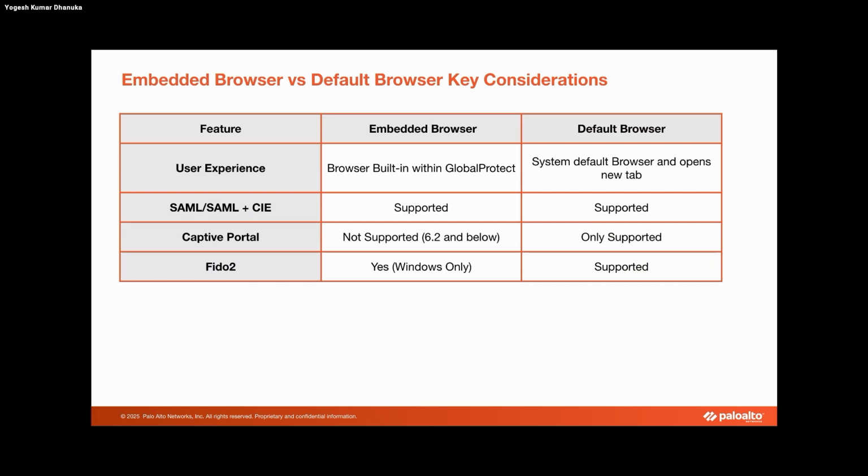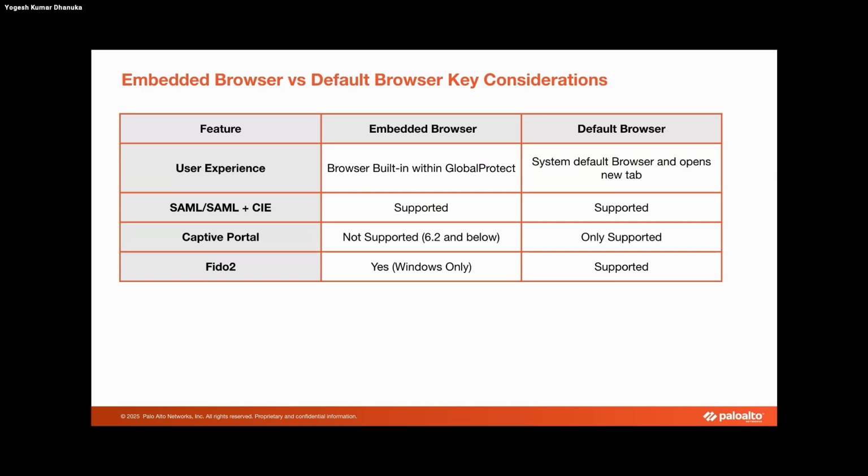Typically, embedded browser means you connect to GP, you just get a prompt on your screen, which is within GP. There is a browser prompt which redirects to the IDP, and then you need to enter your credentials. With default browser, you have your Chrome, and then there's another tab within Chrome that opens up, redirecting to your IDP, and then you can authenticate from there. As we discussed previously, CIE was not supported with embedded browser, but it is now.